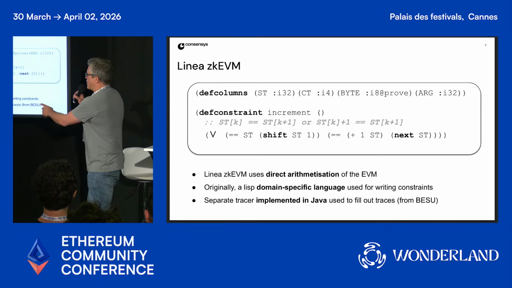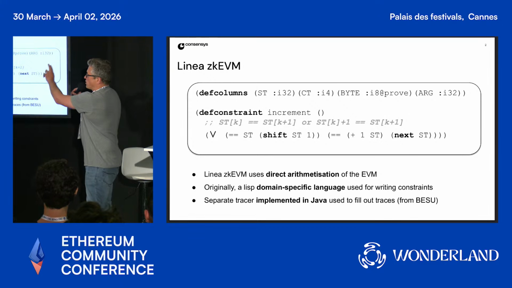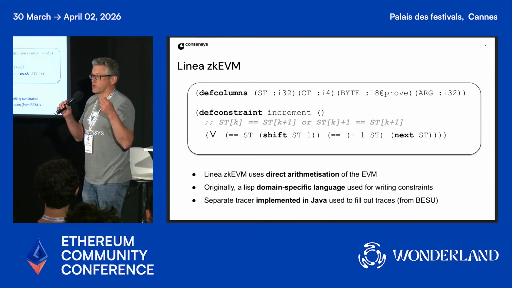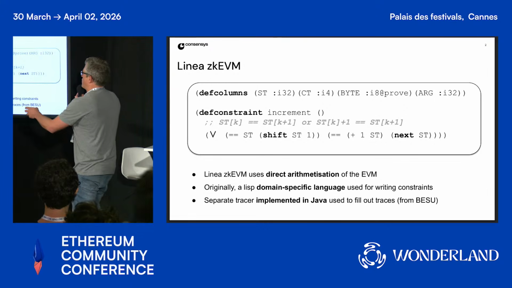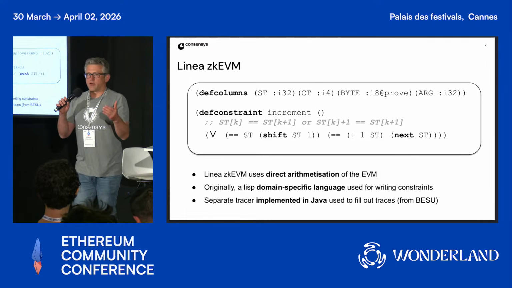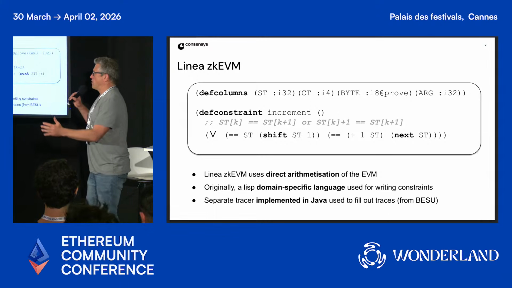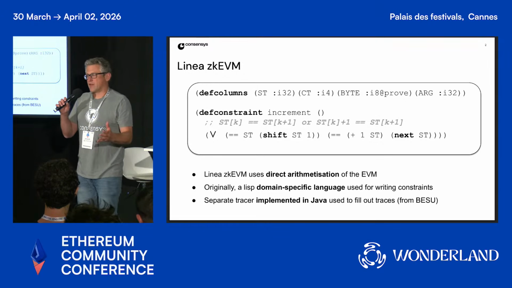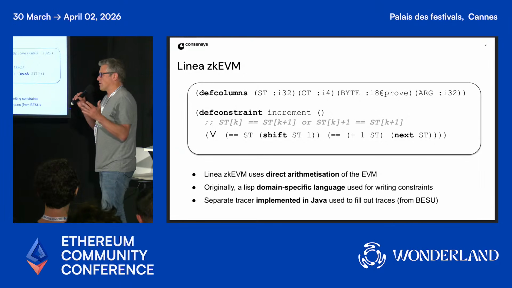I should add that the constraints themselves are only half the story. We also have to have a trace generator as well. The trace generator is implemented in Java because we're connected with Besu. So the trace generator is another chunk of code which has to be synchronized with the constraints in order for the whole thing to work, and that adds its own level of complexity.